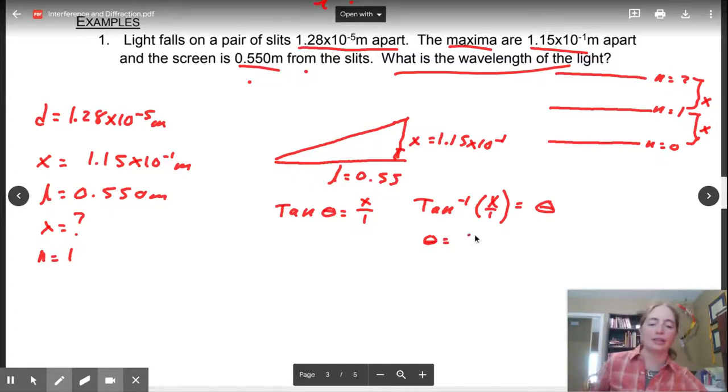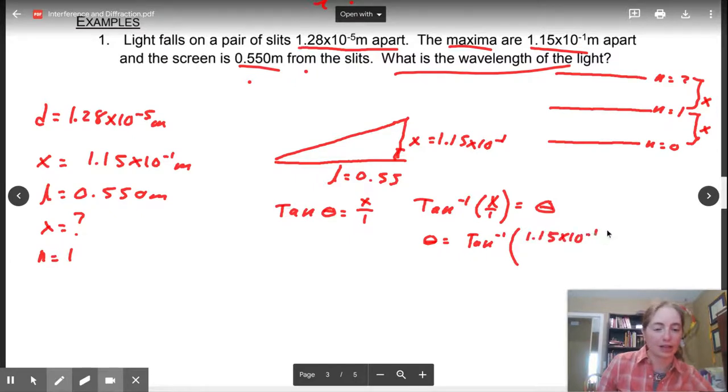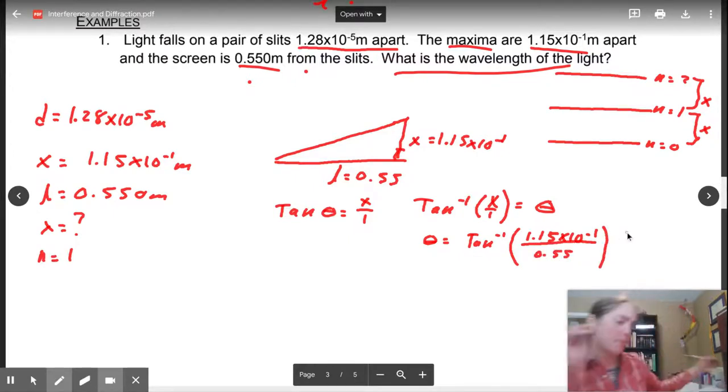So theta is equal to tan inverse of... and your x, ladies and gentlemen, 1.15 times 10 to the negative 1, and then we're going to divide that by 0.55. Make sure you put it in your calculator. Make sure you're in degrees. Otherwise, you're going to have a rad time.